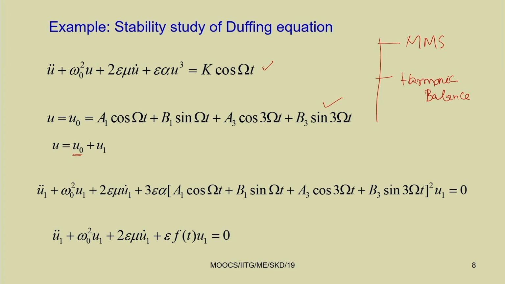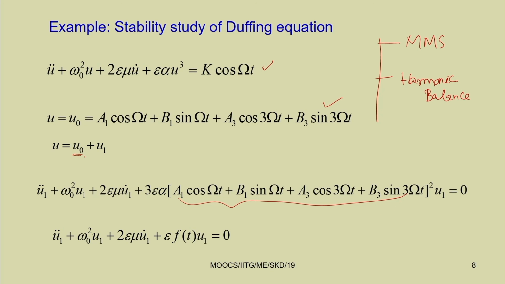It will be u1 double dot plus omega 0 square u1 plus 2 epsilon mu u1 dot plus 3 epsilon alpha times a1 cos omega t plus b1 sin omega t plus a3 cos 3 omega t plus b3 sin 3 omega t, squared, into u1. You just see, this is the expression for u0, and the u cube nonlinear term is present here, so we have this term in this perturbation.